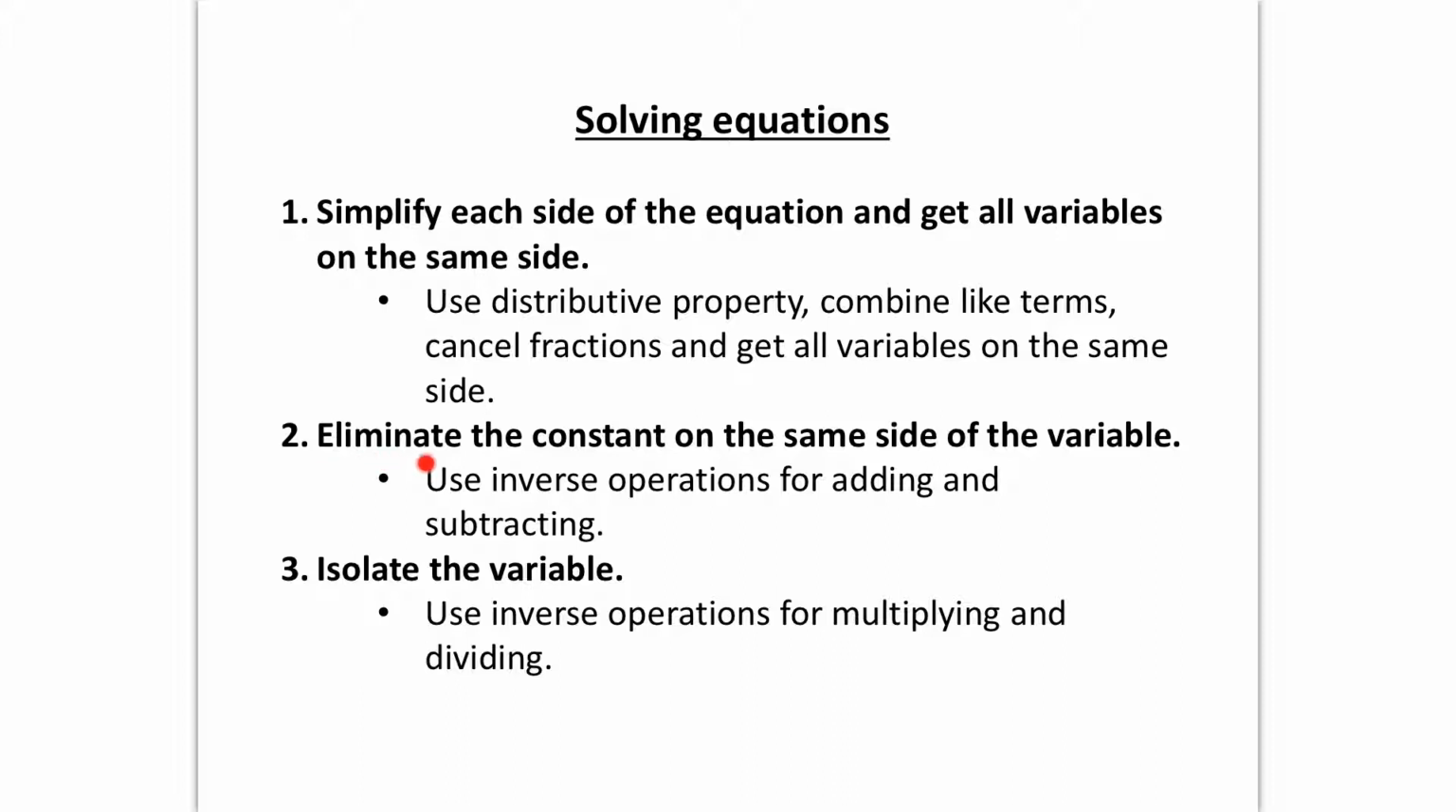Step number 2, you eliminate the constant on the same side of the variable. After you simplify, after you get the variables on one side, you eliminate that constant. What is a constant? The number with no variable. How do you eliminate it? How do you get rid of it?